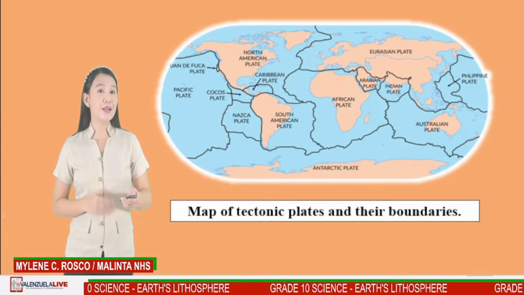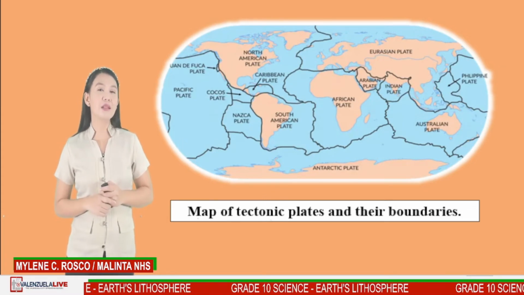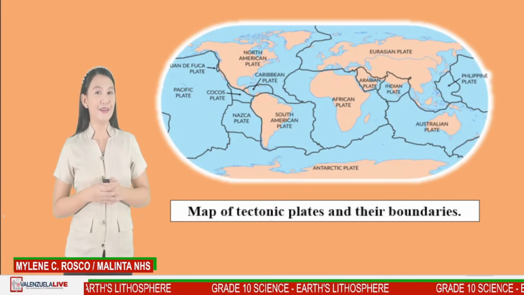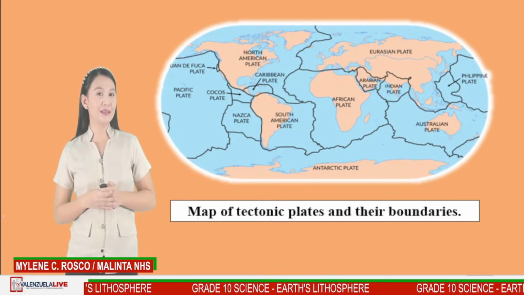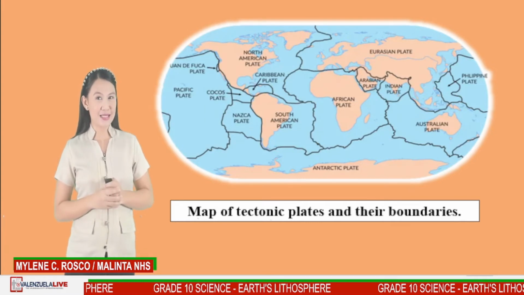Actually, there are 7 major lithospheric plates of the Earth. They are the largest plates, with an area greater than 20 million square kilometers. Can you identify them on the map?